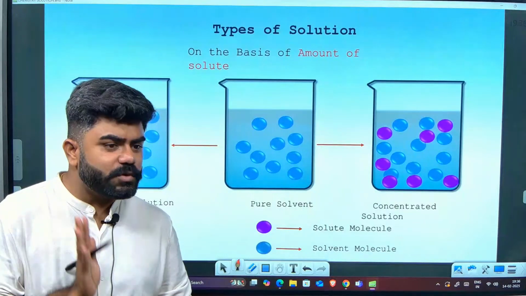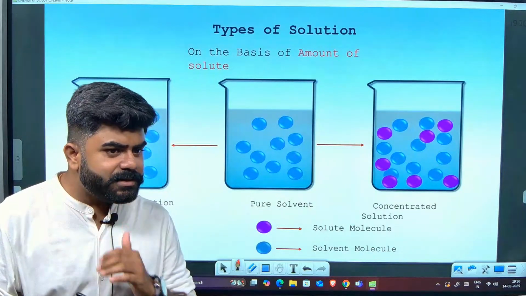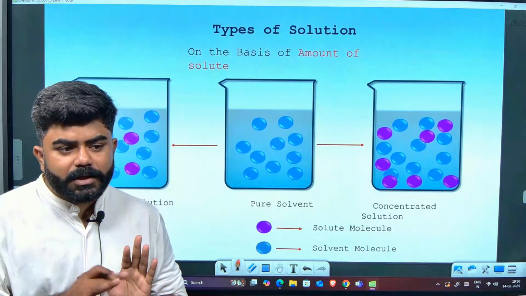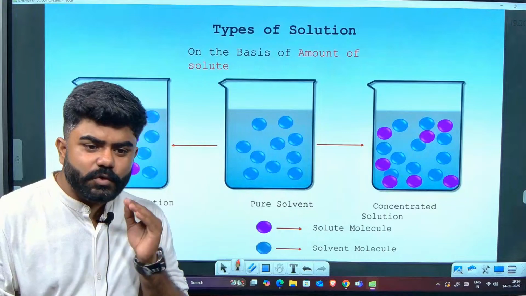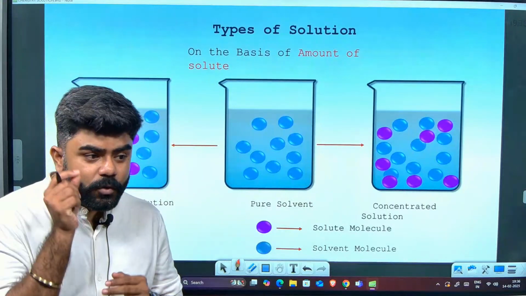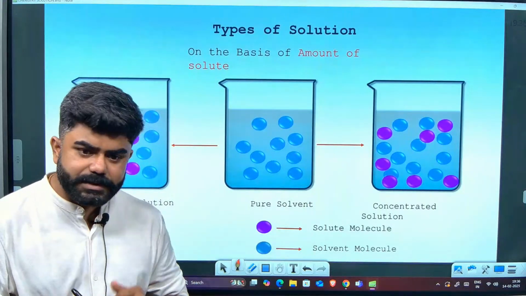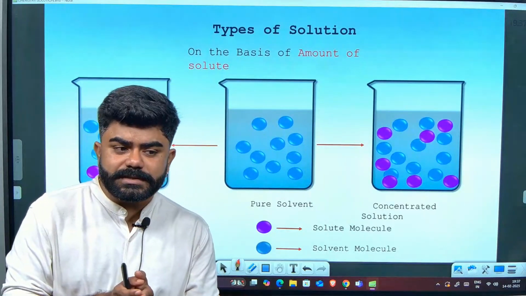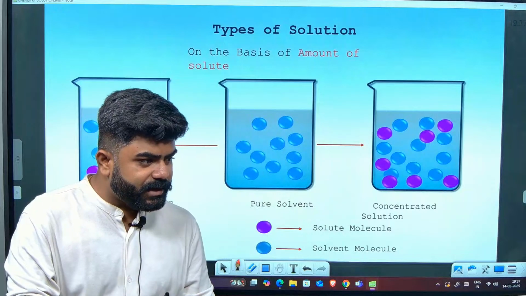That is a dilute solution. Dilute solution means solvent will be more and solute will be very less. What is a concentrated solution? Solute will be more and solvent will be very less. Right? So that is how we classify solutions qualitatively.